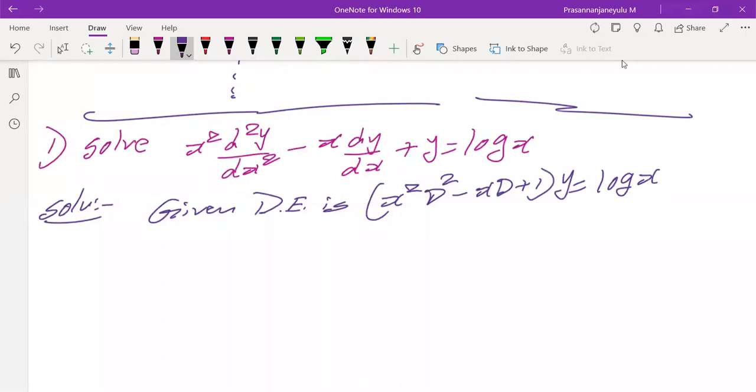The given differential equation is x square into d square y by dx square minus x into dy by dx plus y equals log x, and we write it in the form of a differential operator. If you observe clearly, what is the power of D? 1. What is the power of x? 1. It is also the coefficient of the same term. That means in the first term we have a second order derivative, and the power of x is also 2. So what we can conclude is that equation 1 is an Euler-Cauchy's linear differential equation.